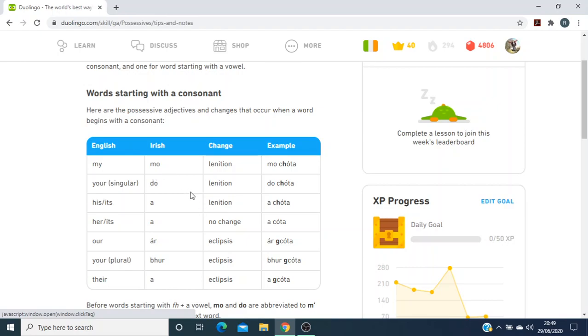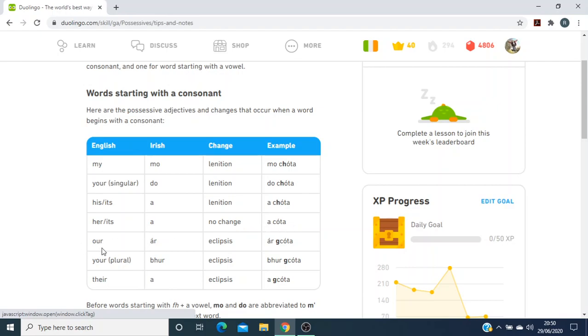And after my, your, and his or its, depending on whether it's talking about a masculine noun, there's a lenition involved. So examples here are mo chóta, my coat, do chóta, your coat, a chóta, his or its coat, and if it's her coat, then there's no change at all, a cóta.